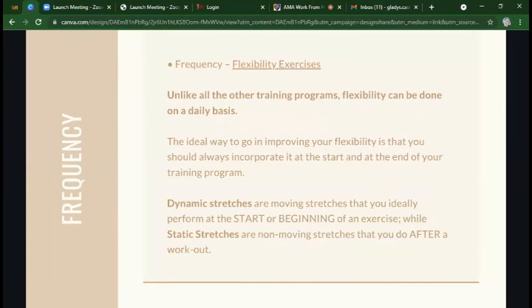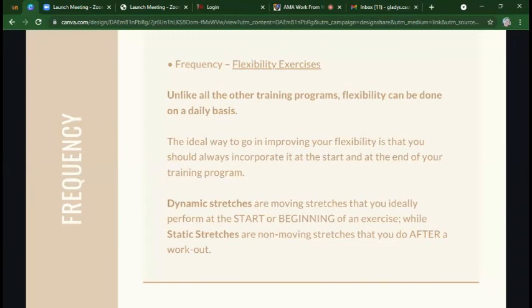For flexibility exercises, unlike all other training programs, this can be done on a daily basis. The ideal way to improve our flexibility is to always incorporate it at the start and at the end of our training program. We have two types of stretches. The first, dynamic stretches, are moving stretches that we ideally perform at the beginning of an exercise. On the other hand, static stretches are non-moving stretches that we do after a workout.